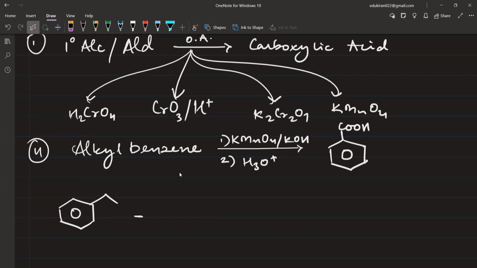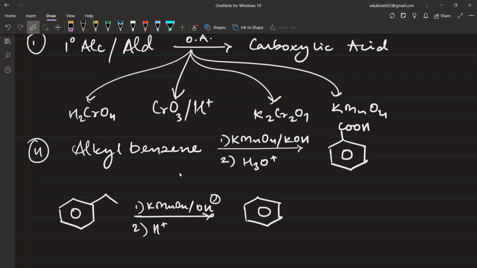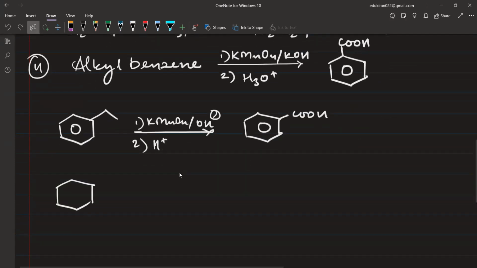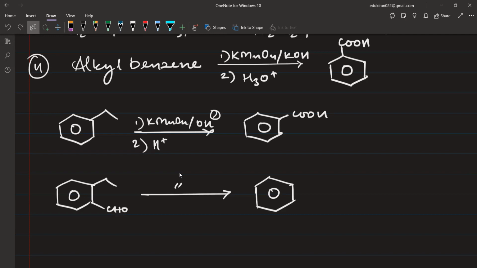It doesn't matter how many alkyl groups you have. For example, even if you have 2 alkyl groups and you're using the same KMnO4 and OH negative, that means any base, in the presence of H plus, it will get converted to carboxylic acid. And it also doesn't matter if you have something like this: here you have an alkyl group and here you have CHO, an aldehyde. Using the same reagents as above, both of these are going to get converted into carboxylic acid, because KMnO4 also oxidizes CHO. So this is also going to be COOH. This aldehyde is also getting converted, and this alkyl group is also getting converted.